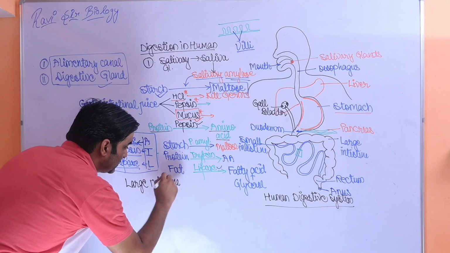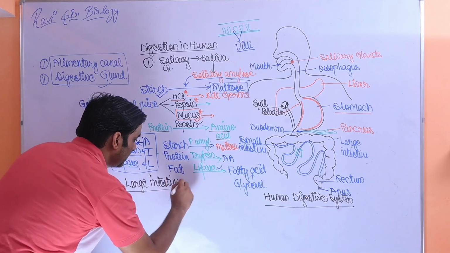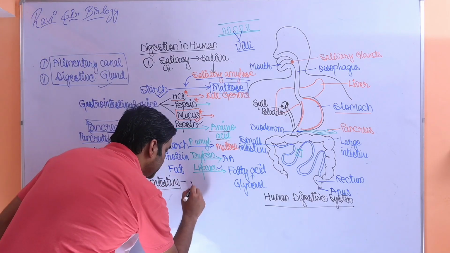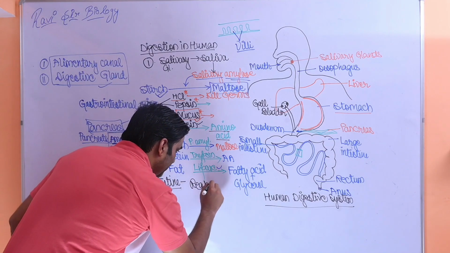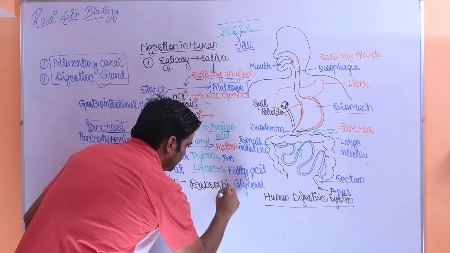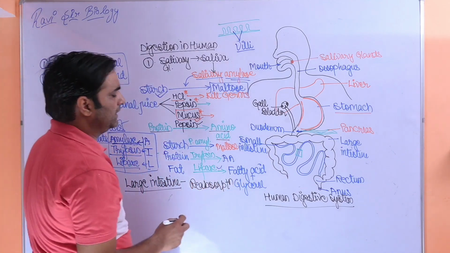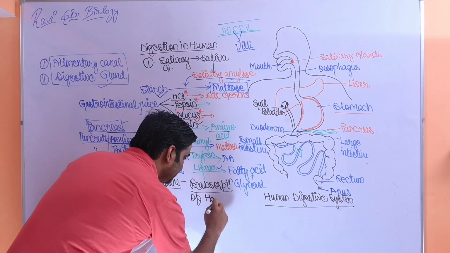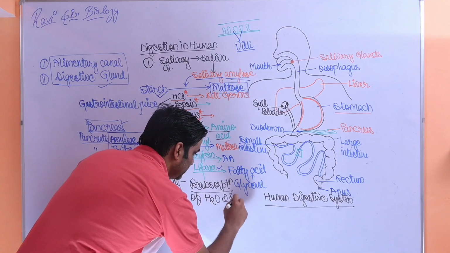Whatever food was not digested, what will happen with that? The reabsorption will occur. And this is also a board examination question. What is the role of the large intestine in digestion? We will write: reabsorption of water and salt.